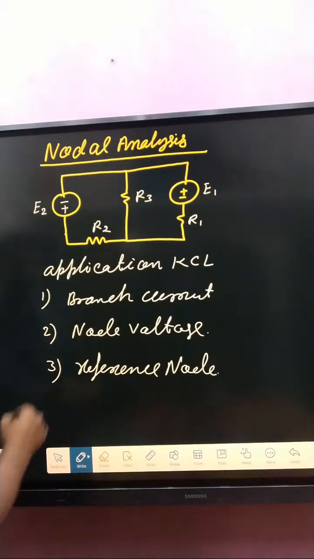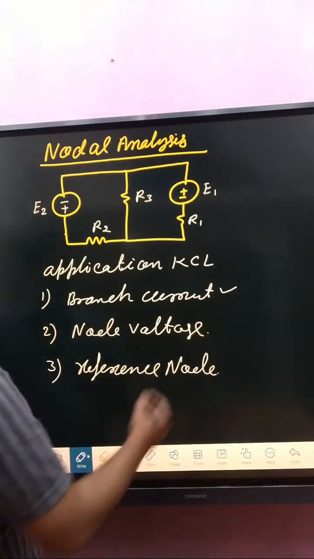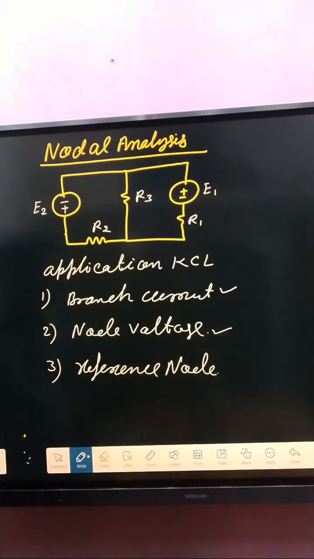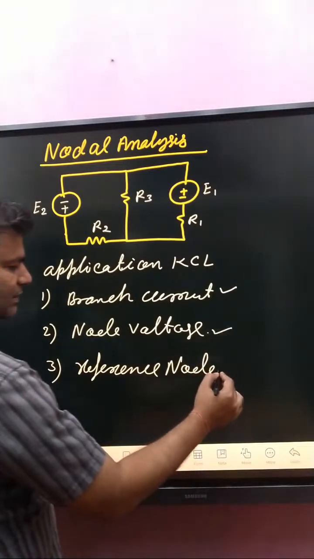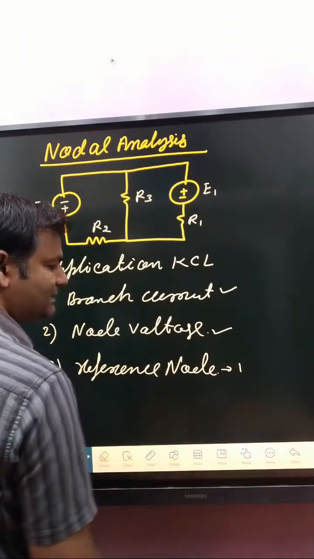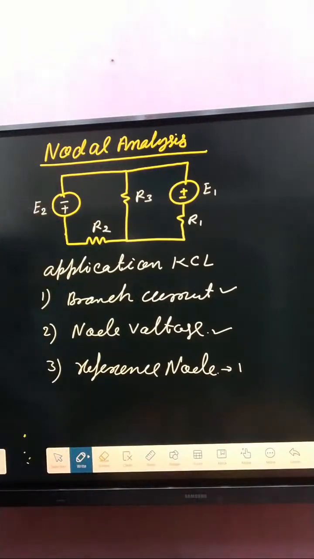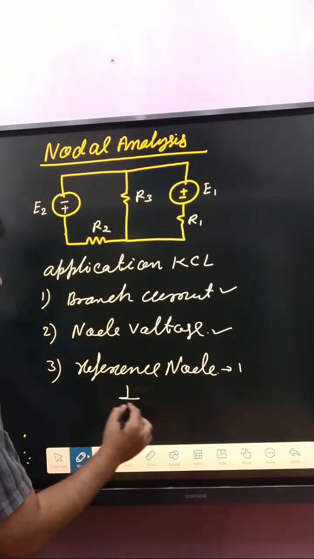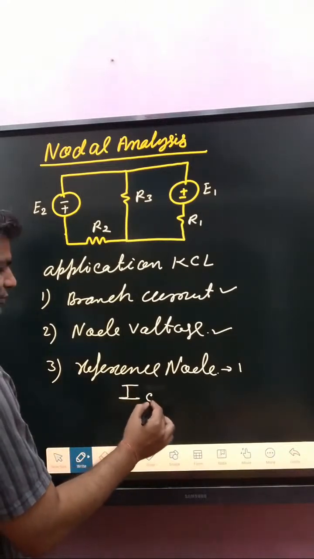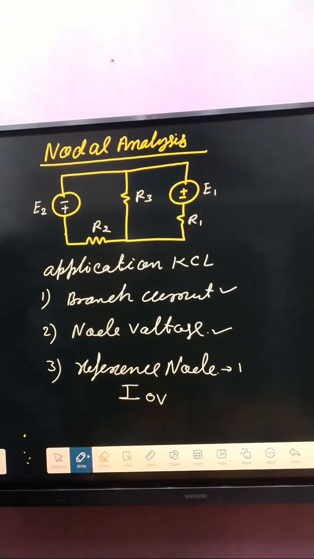So first we have considered branch currents. After that, node voltages. Decide the node voltages. After that, consider one node as a reference node. A reference node is always assumed to be 0.